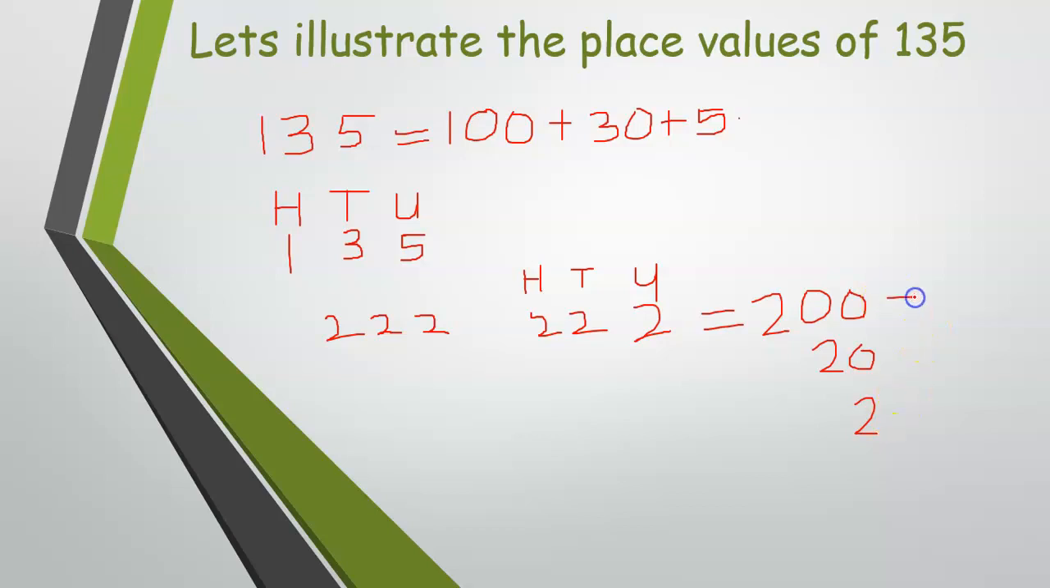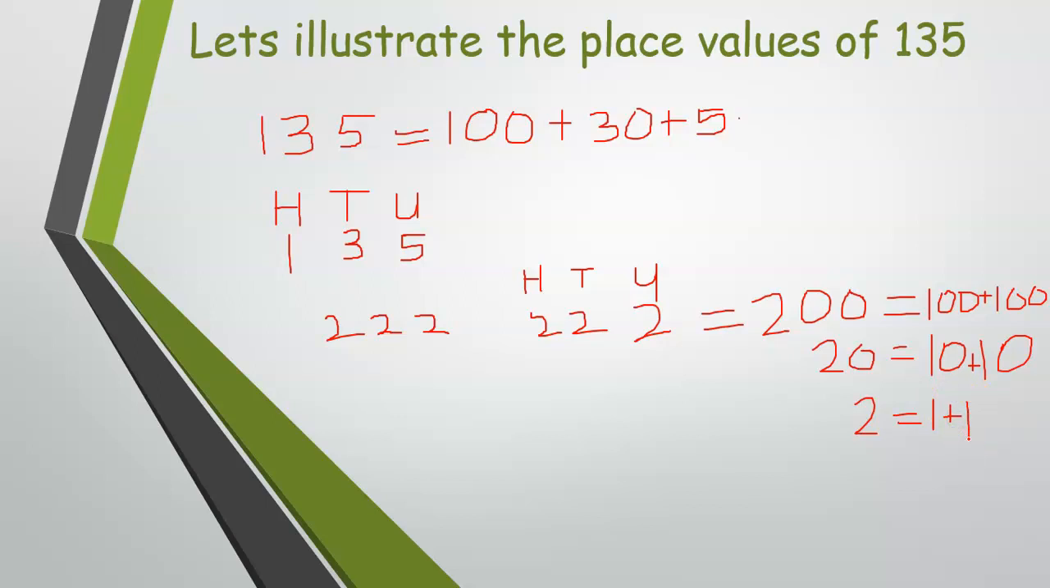Now, remember that 200 means 100. This 100 is under 100, so they are all 200. 2 tens is also 20. Sorry, you have to put your plus sign there. Then 2 units or 2 ones is 2 in the ones place.